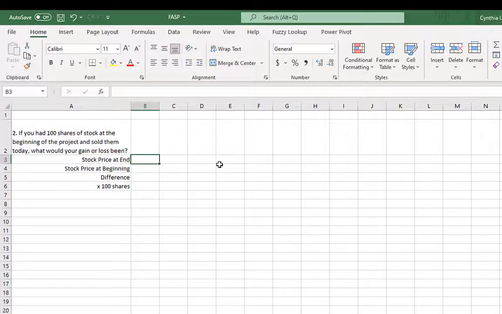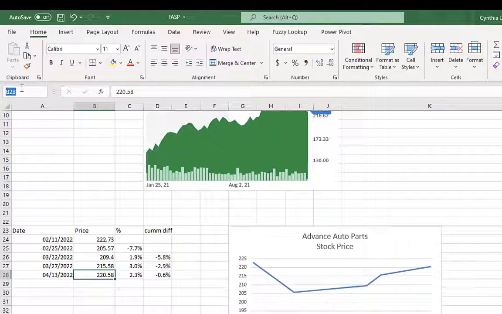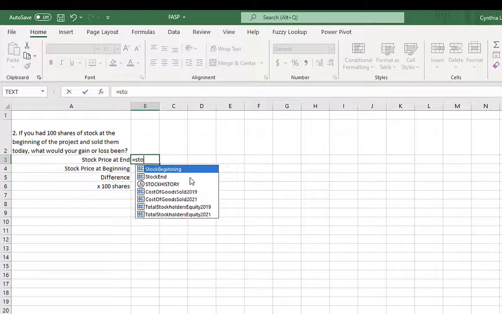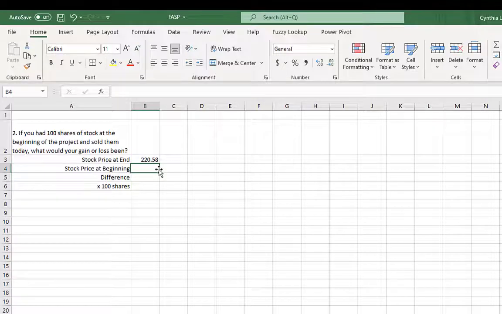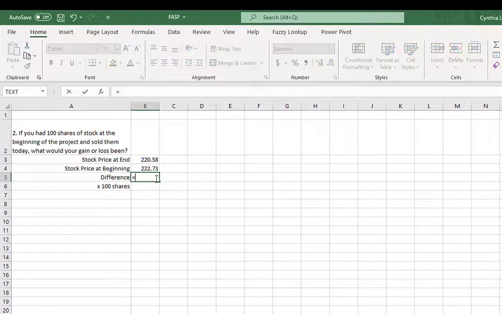All right, so what am I going to do? I'm going to go back to my stock sheet, and I'm going to name this stock end and stock beginning. You could also name it stock bought and stock sold. That would be appropriate also. And I'm going to go here, and I'm going to go equal to stock end minus equal to stock beginning.